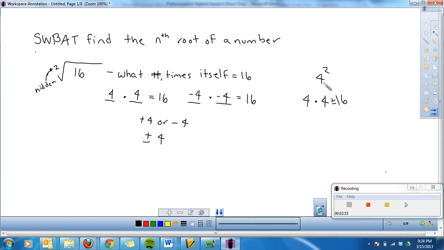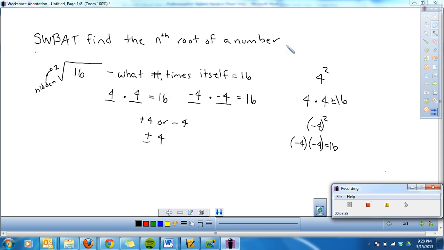Remember that we could also have had a negative 4 squared. That means negative 4 times itself, which is going to give us a 16. So a key point that you need to remember from this is that when we're taking the square root, it's going to be plus or minus the answer, because we could have a positive 4 or a negative 4.